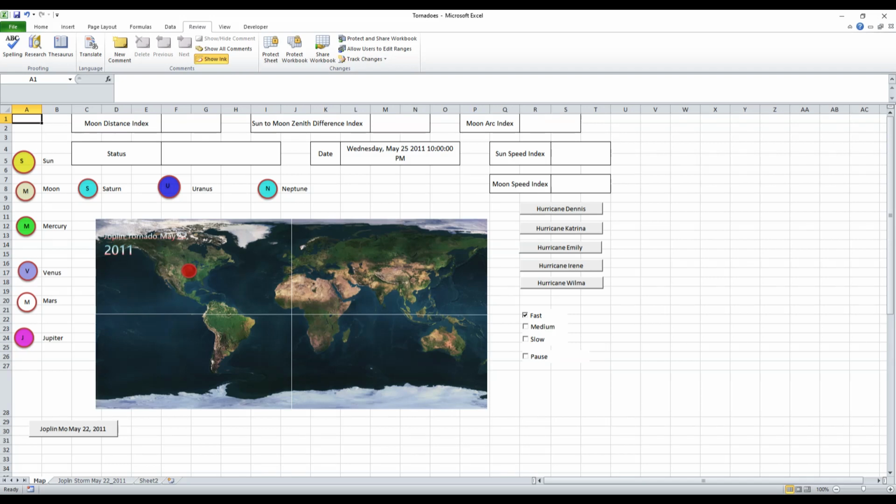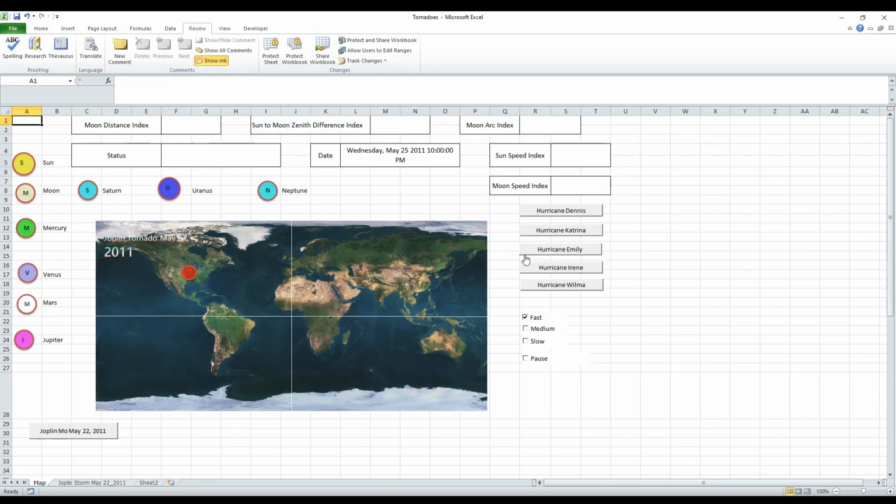So it has all the planets and the Sun and the Moon, and they change every hour. So when we run this animation, what you're going to see is all the planets' zones of gravity moving across the Earth, and they change every hour. So I'll go ahead and start the animation now.